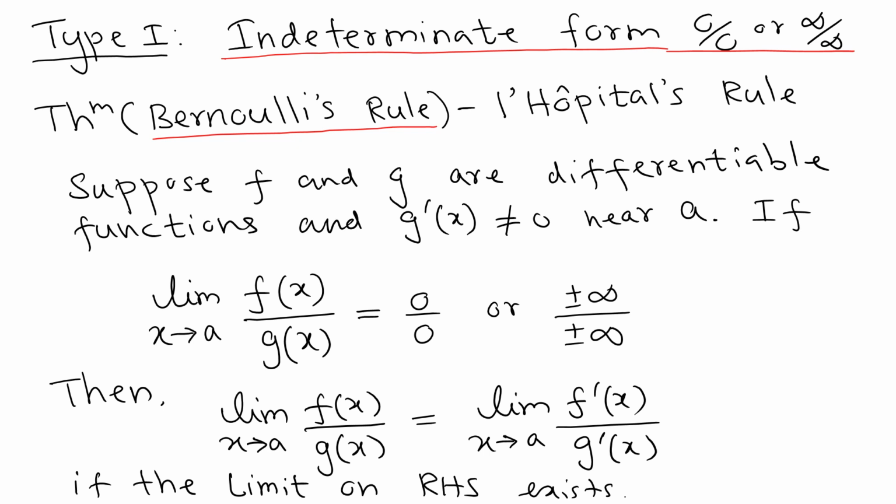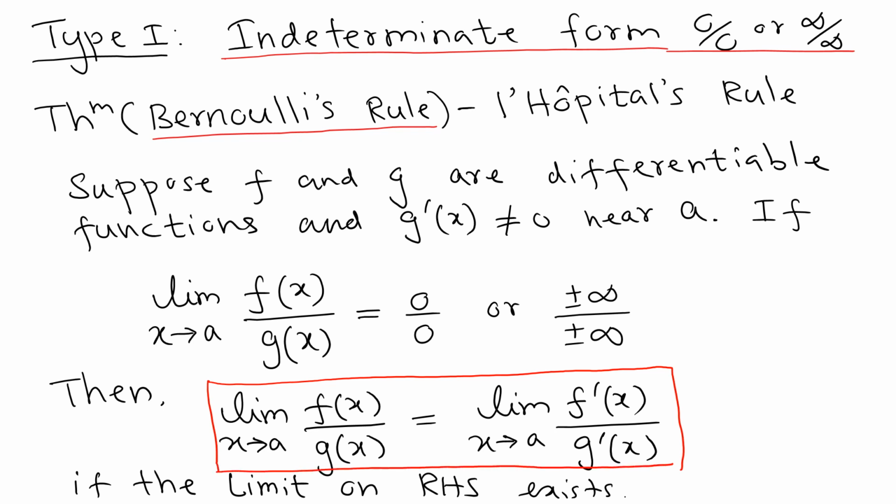So the original limit is equal to the limit of the derivatives if the limit on the right-hand side exists. Sometimes the right-hand side may not exist, and then they are not equal. If the right-hand side exists, then they are equal. That is the main result, which we normally call the Bernoulli rule or L'Hopital's rule. It's a very interesting result. Now let's look at some special cases that we need to remember.